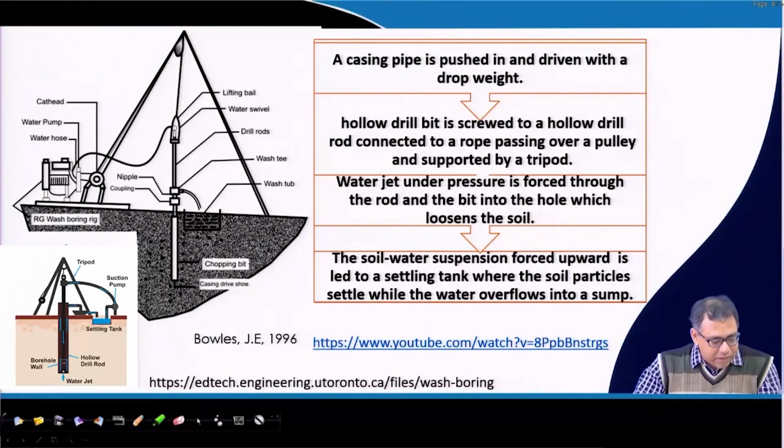Then it will go in the upward direction through this casing pipe and it is collected in a place. This place is called a settling tank. When this suspension is forced upward, it is collected in the settling tank, where soil particles settle and the water overflows into the sump. That means we allow this slurry to settle, the soil particles settle and the water overflows, and then we collect the soil sample. Definitely, as I mentioned, the sample collected this way is a highly disturbed soil sample.